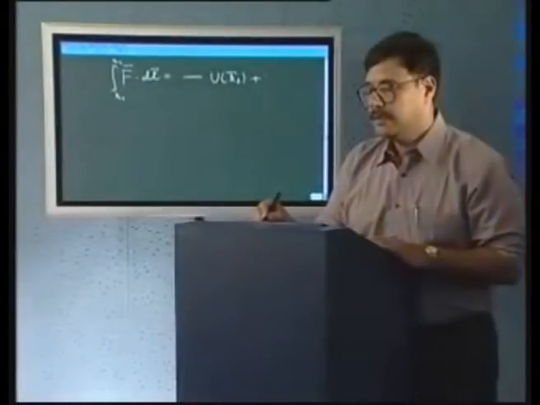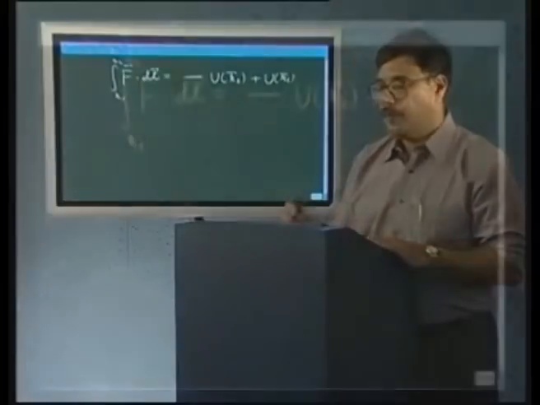How is it related to the force? We just saw that I defined the integral of F dl from R1 to R2 as minus U(R2) plus U(R1). Therefore, for a small difference, delta U is going to be F dot dl with a minus sign.